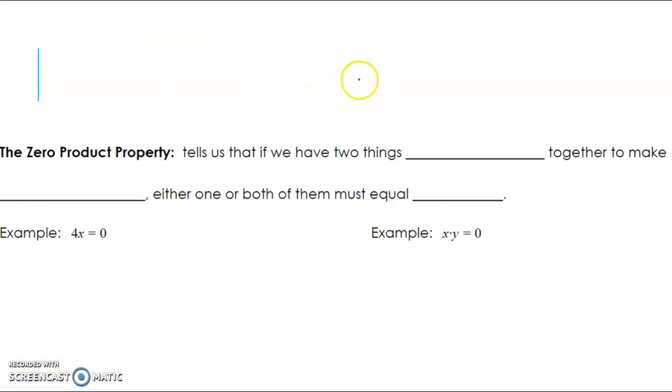The zero product property is something that is very important to know when we are factoring, and it's the whole basis of why we can do this. So it tells us that if we have two things that multiply together to make 0, either one or both of them must equal 0.